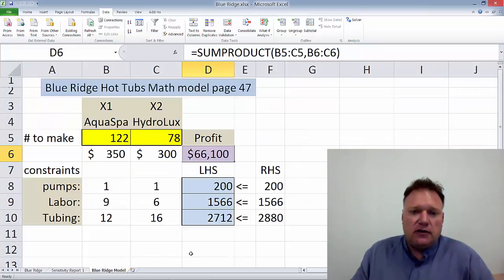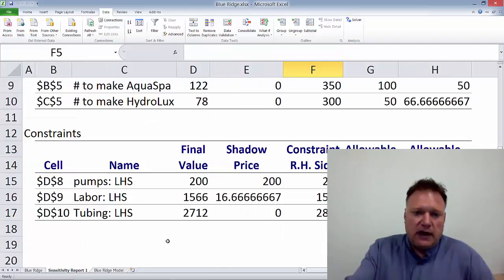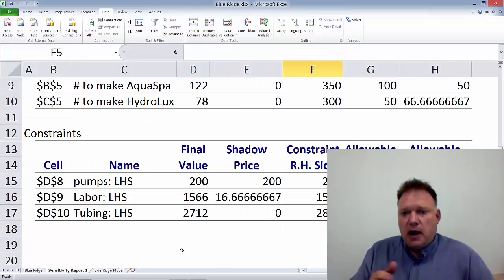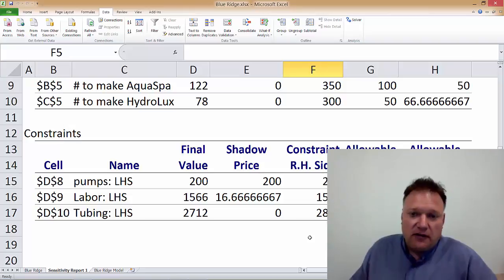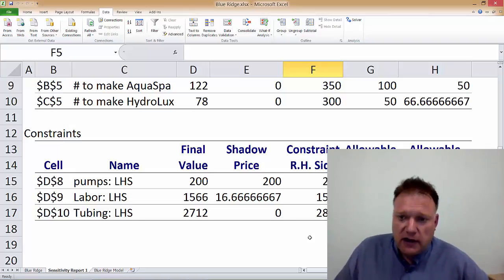You can see 200, 1566, and 2712. That's cell D8 to D10 in blue. So that's the left-hand side. And let me pop over here to constraint right-hand side. It's 200, 1566, and 2880. So that's simply the right-hand side of the constraint, which I also gave Solver when I entered the constraints into Solver.